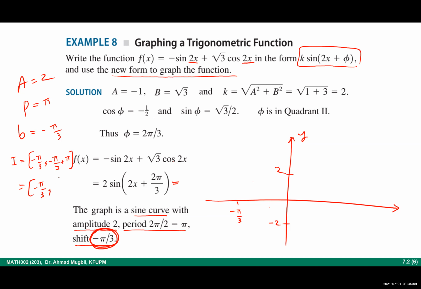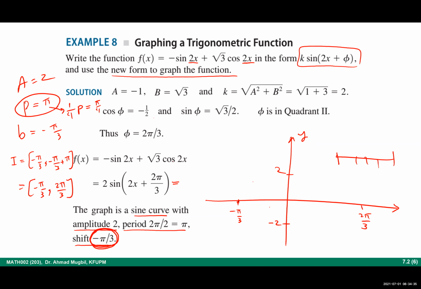It is from negative pi over 3 to 2 pi over 3. Now we need to find the three points in the middle of this interval. When we sketch the graph, we need three points at the middle to find out what they are. How to find these points? It is good to think about the fourth of the period. What is the fourth of the period? It is pi over 4.